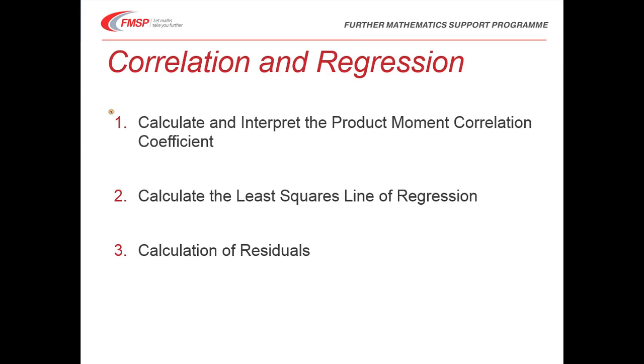Well, we need to be able to calculate and interpret the PMCC, the product moment correlation coefficient. Again, sometimes you'll see it referred to as just PMCC. We need to calculate something called the least squares line of regression, and again, sometimes they cut out the words least squares and just talk about the line of regression, and sometimes they tell you that it's of y on x, just to give you some idea about which way around your variables go. And we also need to calculate residuals, and basically a residual is the difference between what the model says and what the actual value is.